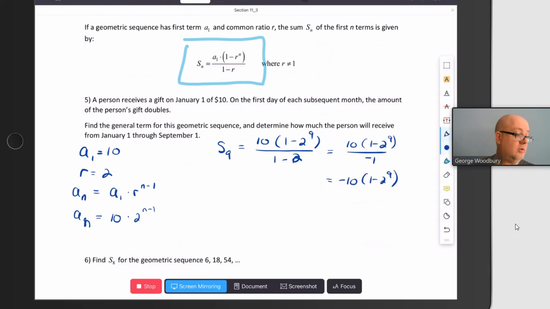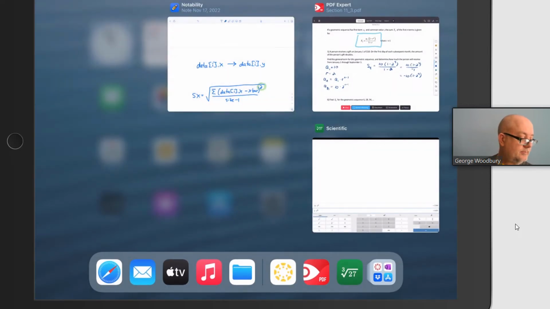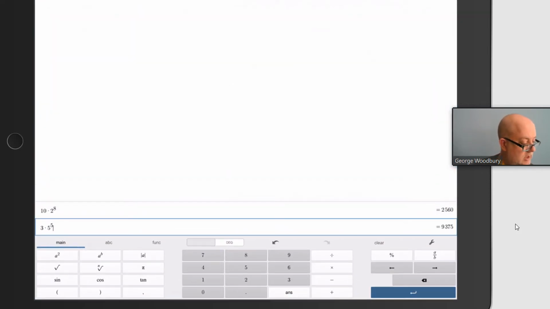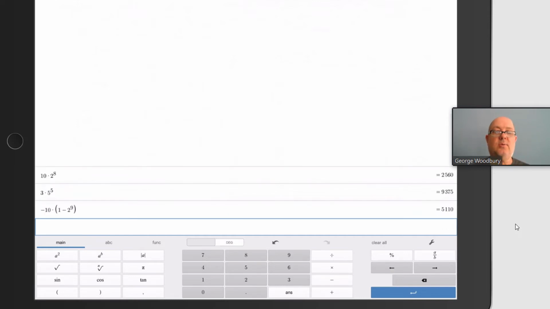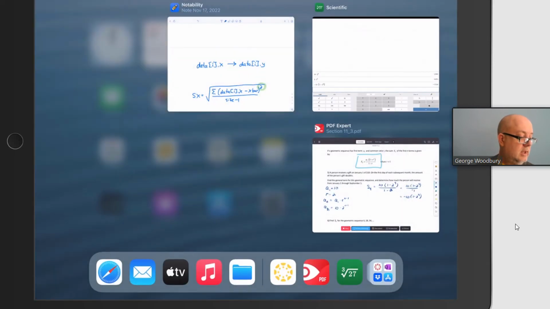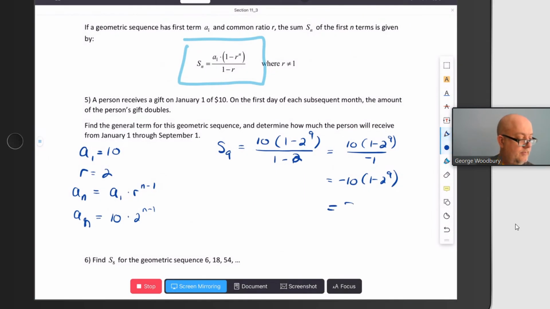Now I can go to the calculator. Let's try that. Negative 10 times, parentheses, 1 minus 2 raised to the 9th power. And there we have $5,110. That is the amount in total that those gifts from the first 9 months would represent.